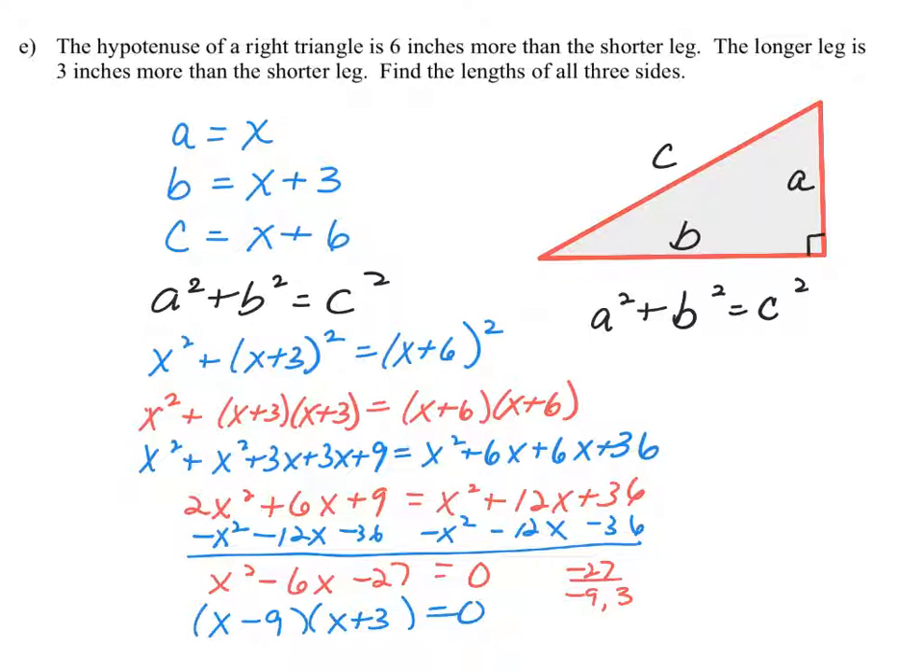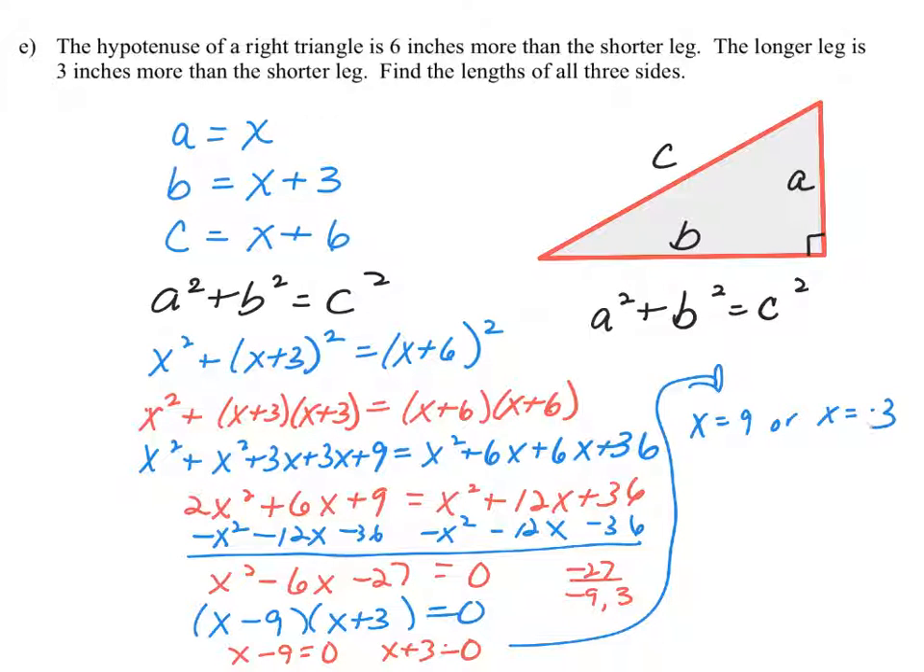Now we can use the zero factor property by setting each one of those factors equal to 0. So if x minus 9 is equal to 0, and x plus 3 is equal to 0, solving each one of those, we get x equals 9 or x equals negative 3. Now since x is the length of the shortest leg of the right triangle, it wouldn't make sense to have a negative number. So we can eliminate that as a possibility.